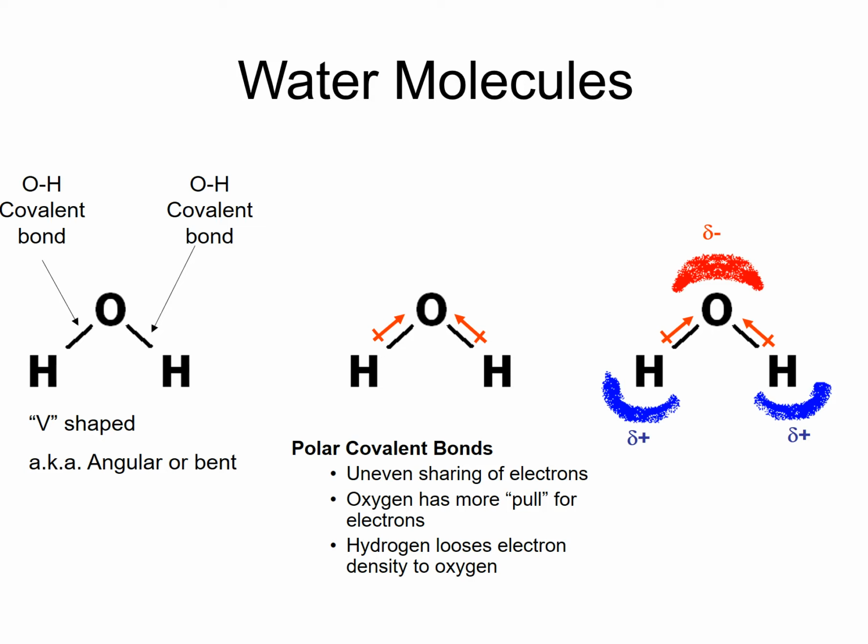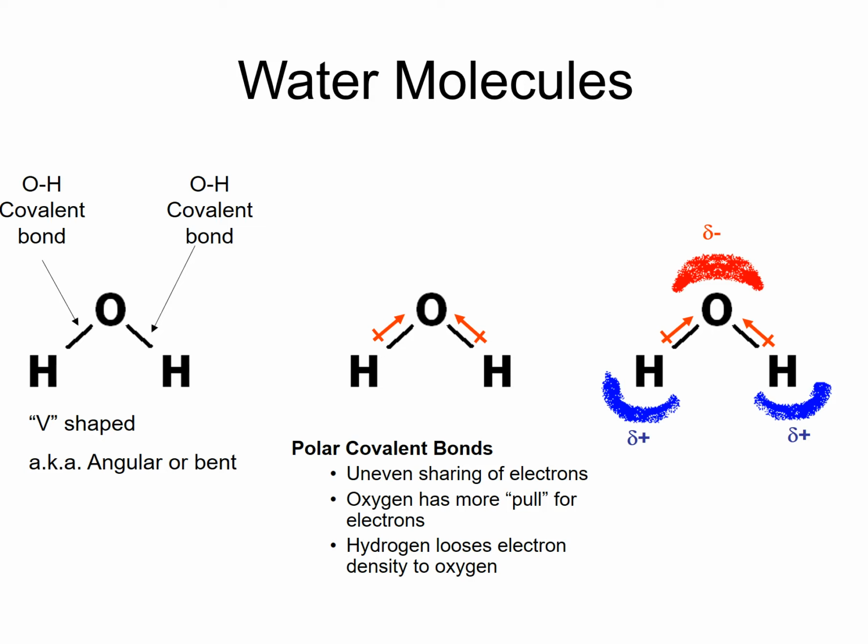The electron taken from the hydrogen is not removed completely as it would be in an ionic bond. It is simply a redistribution, or a slight tug on the part of the oxygen that nudges the electrons closer to the oxygen, making the oxygen slightly negative and the hydrogens slightly positive.